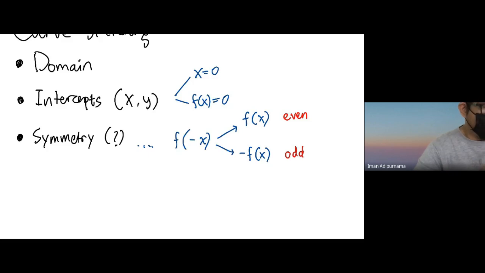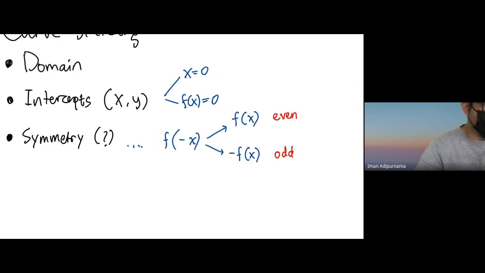From even and odd, you will know that if you have even, the graph will be precisely symmetrical. If it is odd, it's probably like this. If you imagine the cube, it's asymmetric, right? Okay, even function, odd function. And then the fourth: so domain, intercept, symmetry, and then you can think about asymptotes.